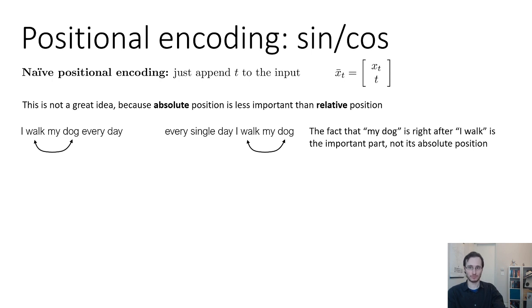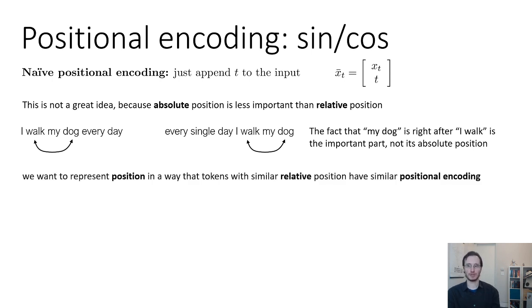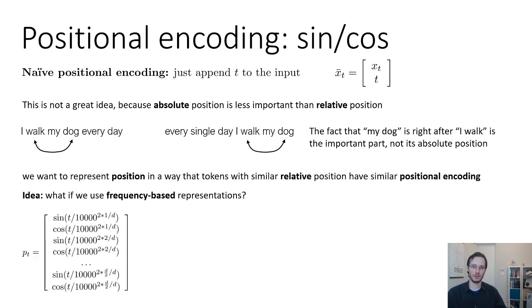And that's what we're going to try to do. So we want to represent position in a way that tokens with similar relative position have similar positional encoding. One way we can do this is with a kind of frequency domain representation. So instead of appending the actual time step, we'll append frequencies of the time step. This is a messy equation, but it is what was used in the original paper that proposed transformers. Their positional encoding is a vector of the same length as the embedding of xt.